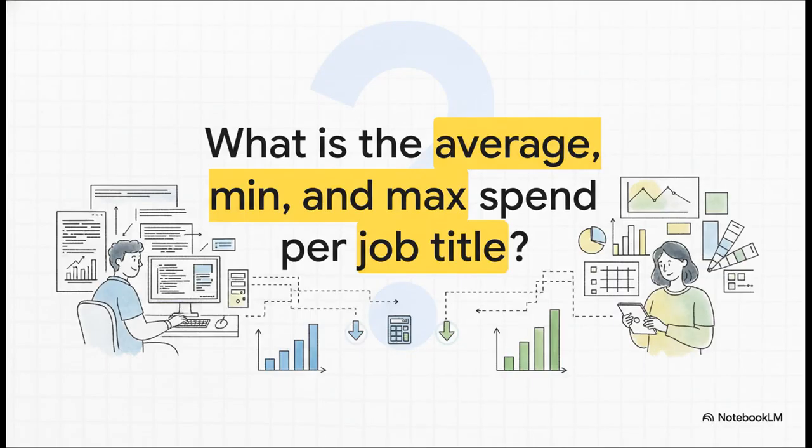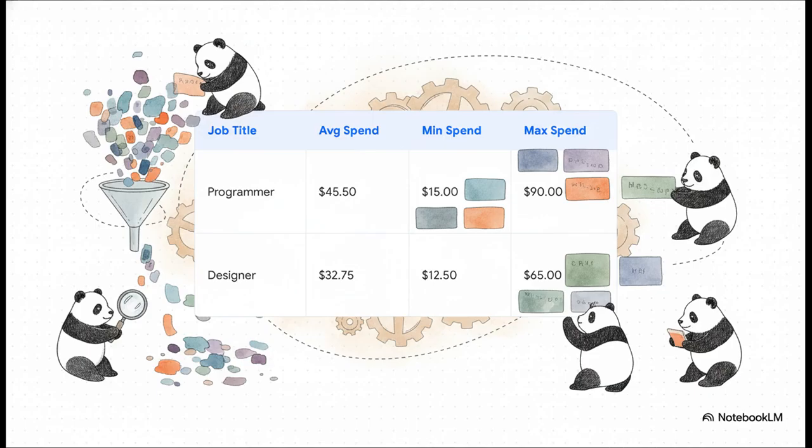Okay, let's level up. How about a more complex question? Instead of just looking at individuals, let's start looking at groups. What if we want to understand the spending habits based on someone's job? What's the average, minimum and maximum spend for programmers compared to, say, designers? And this right here is the magic of grouping.